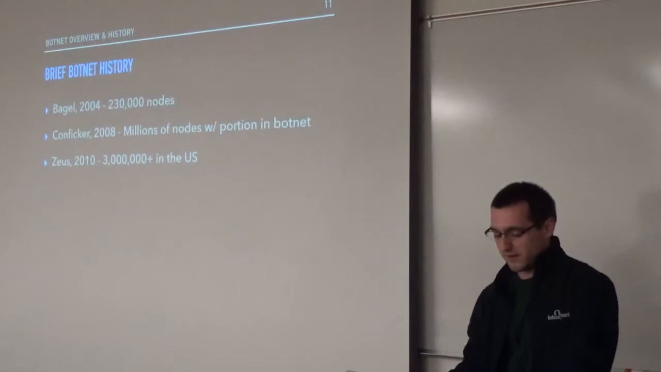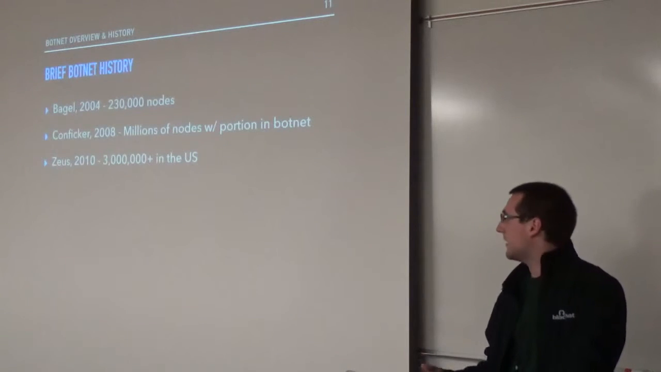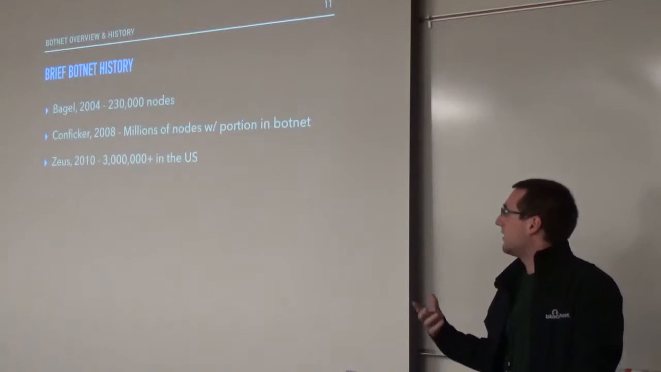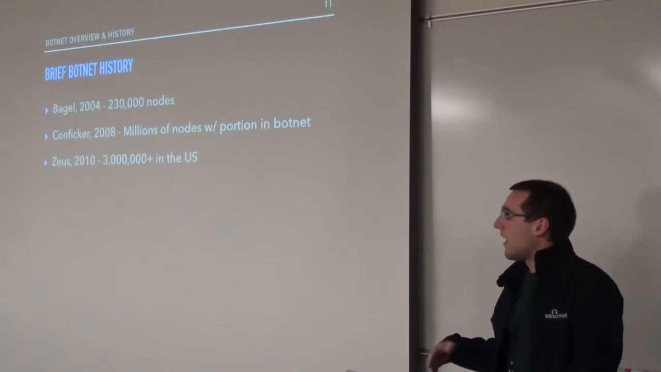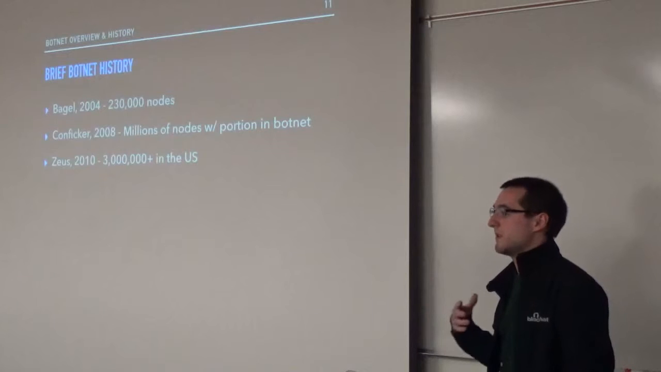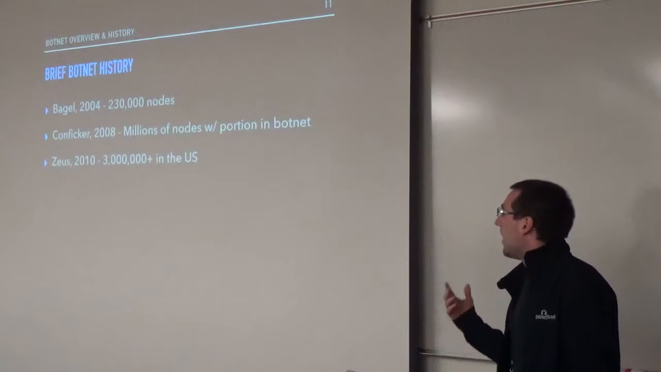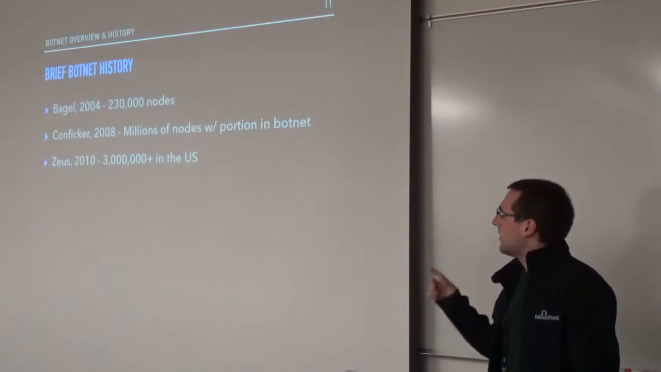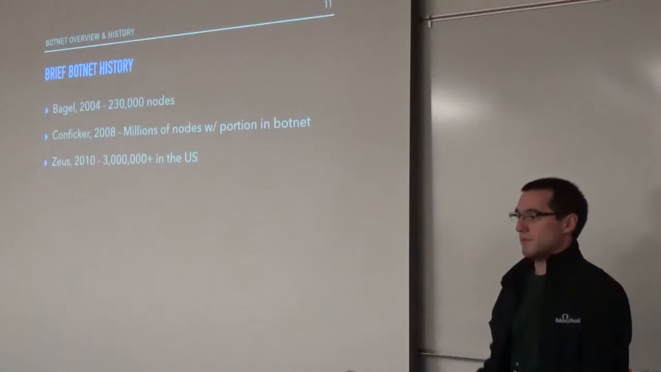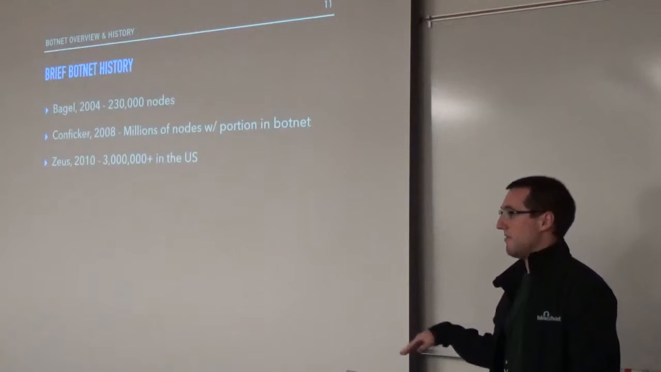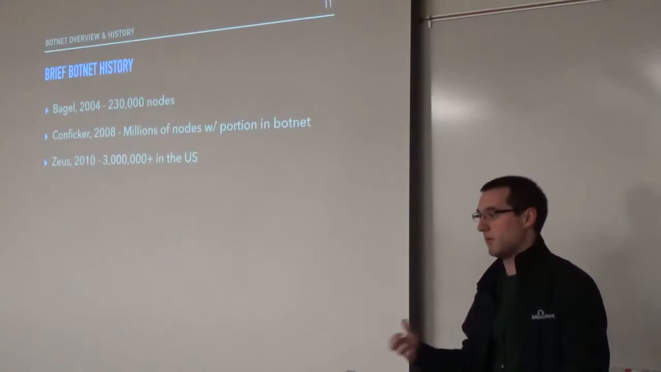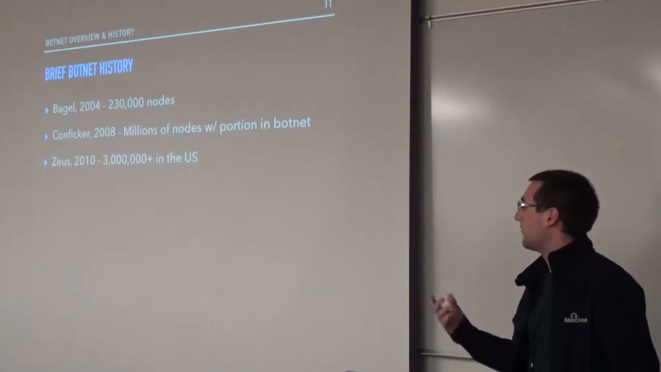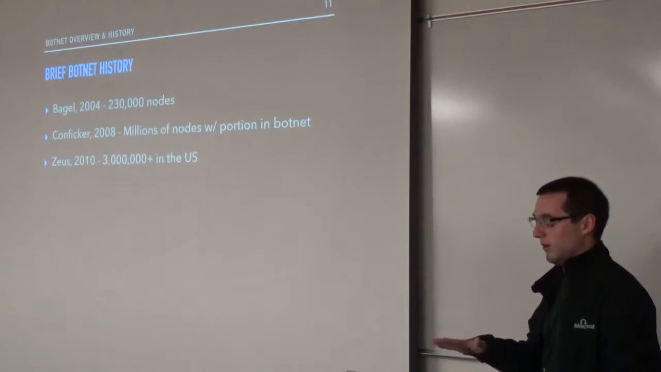So just a few figures. One of the first botnets, just figures from Wikipedia that they listed, the Bagle botnet had about 230,000 nodes. The infamous Conficker, that's where we see MS08-067, one of those exploits. There were millions and millions of nodes in that net, with a portion of them in a botnet. And then the Zeus malware, there were about 3 million nodes in the US alone.